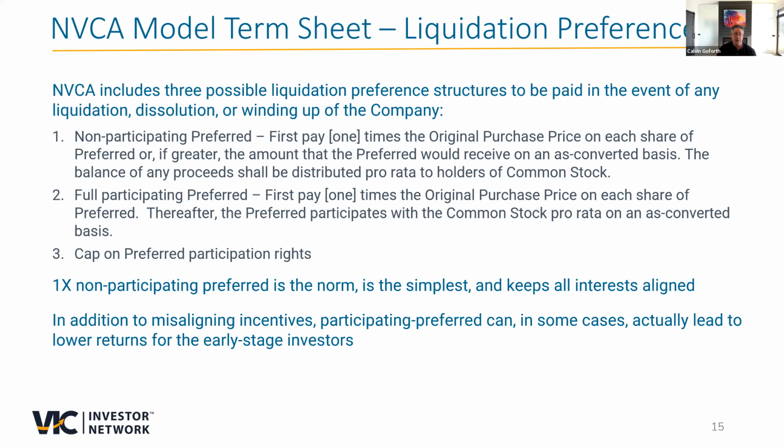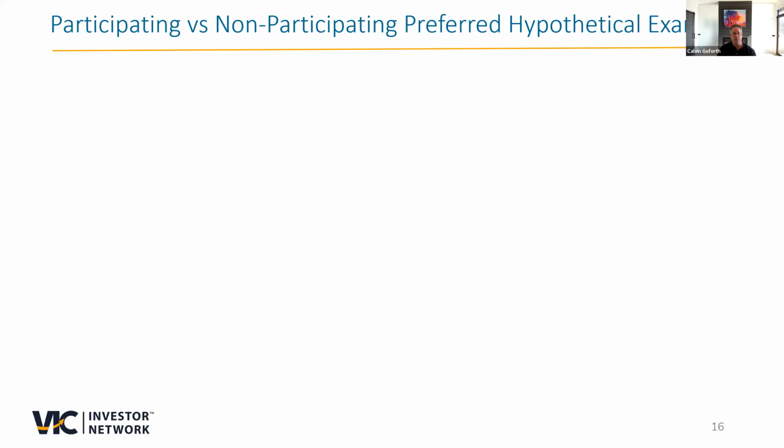And actually, in addition to misaligning incentives, participating preferred can in some cases lead to lower returns for the early stage investors. That may seem counterintuitive, because after all, for participating preferred, the investors first get their purchase price back, and then it's pro rata. But you have to account for the fact that there are likely to have been larger investors coming in afterwards. So let me give an example of a participating versus non-participating preferred exit.